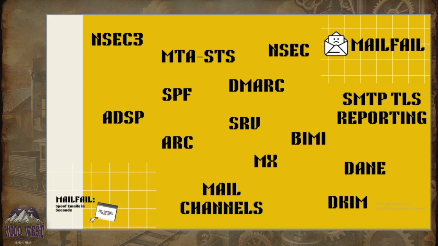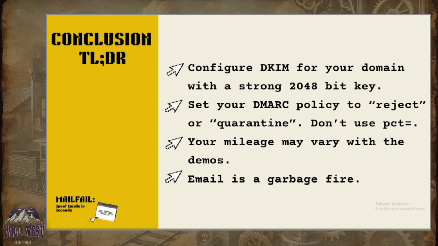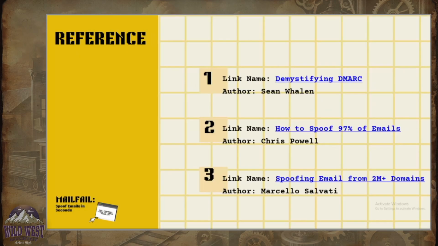These are all of the protocols that MailFail checks for. A lot of them I didn't get to go over. These are the ones we did. All right, in conclusion, pretty much use DKIM. If you have DKIM or SPF, use DKIM. Set your domain policy to reject or quarantine. Don't use PCT, and your mileage may vary with demos because of reputation and whatnot, but keep trying, and email is a garbage fire. So here are some good references.